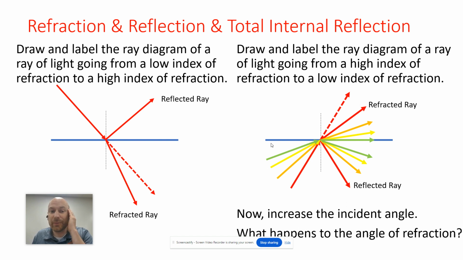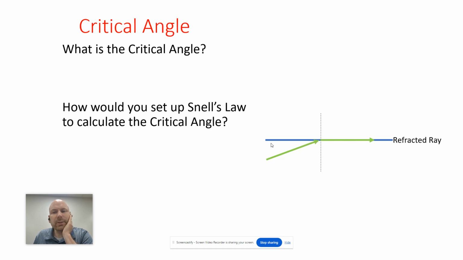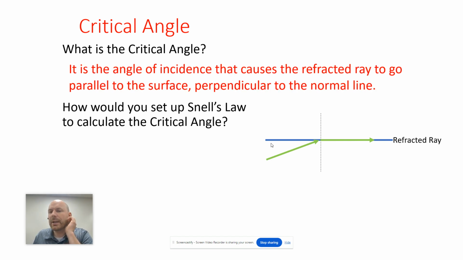What happens if you go even further than that? Well, then none of it gets out, and you have total internal reflection. All the light is being reflected back into the surface. Okay. So special case here. The critical angle is the incident angle that causes the refracted ray to go parallel to the surface, perpendicular to the normal line. So here we see, here's your critical angle causing your theta 2 to be 90 degrees.